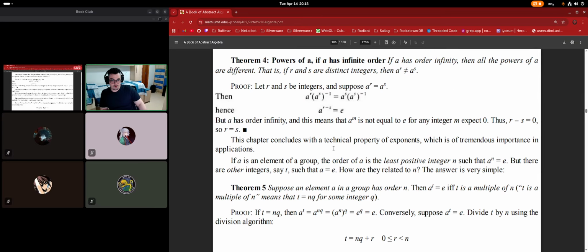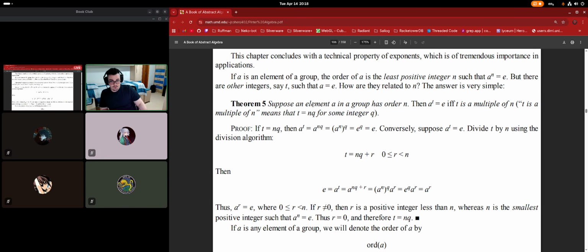This chapter concludes with a technical property of exponents, which is of tremendous importance. If A is an element of a group, the order of A is the least positive integer n such that this is true. But there are other integers, say t, such that this is true. How are they related to n? I think this is going to talk about multiples again. Suppose an element A in a group has order n, then a to the power of t equals e if and only if t is a multiple of n.